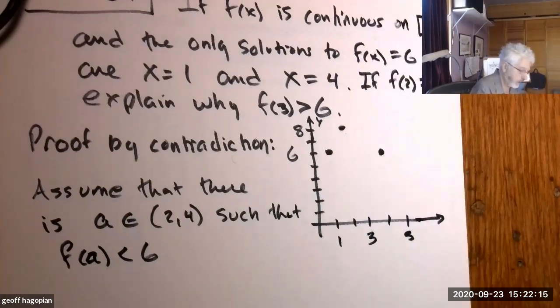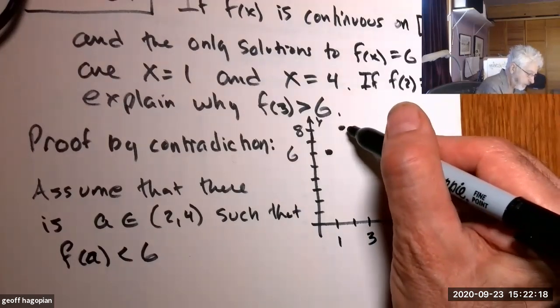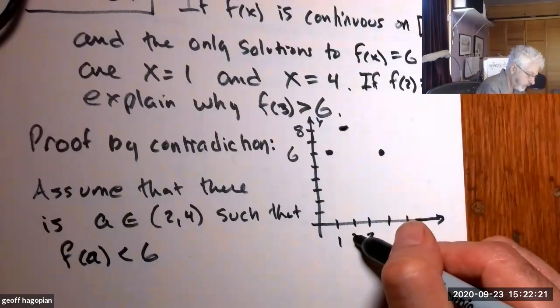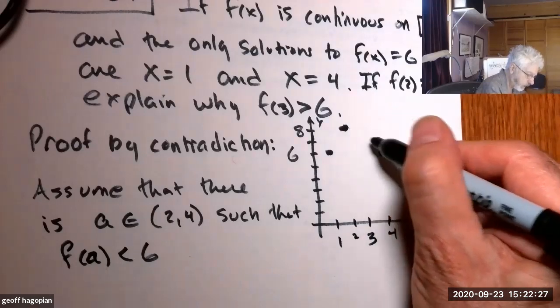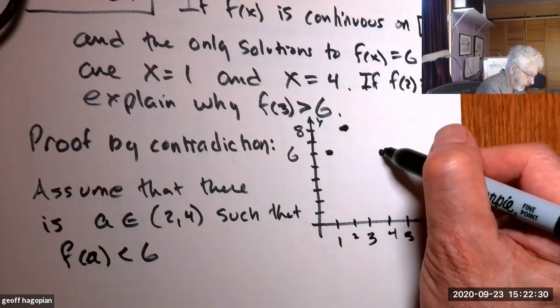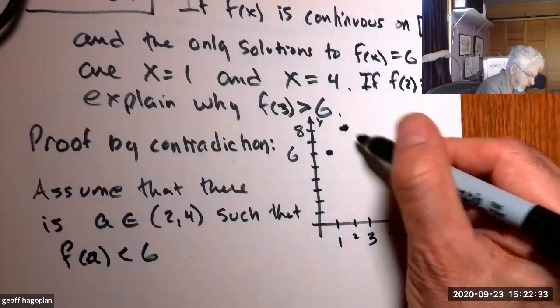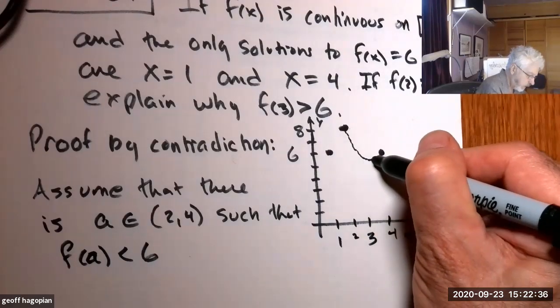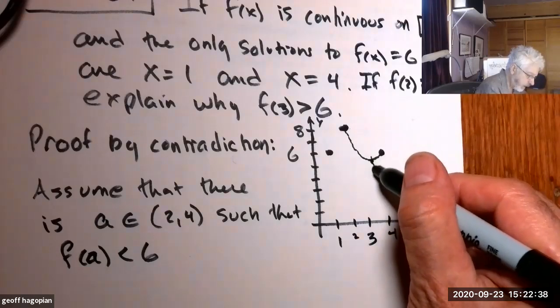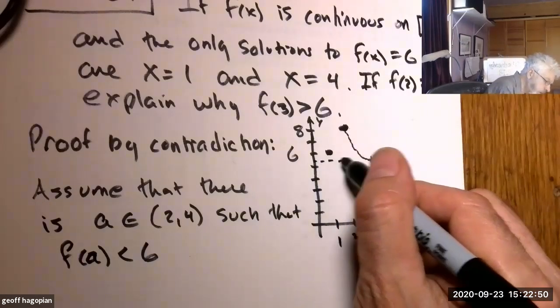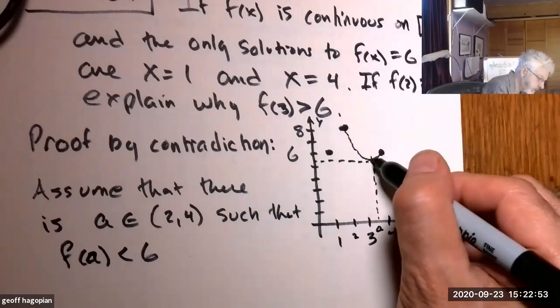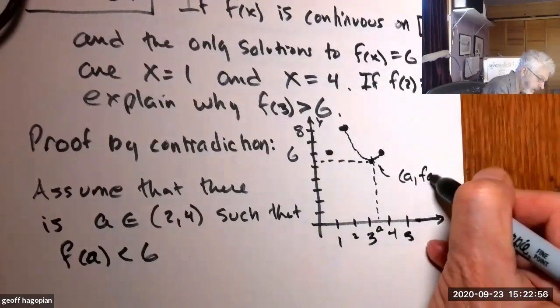And the intuitive idea here, right, is that if we're continuous and we're going from, here this is 2 and 4, right? If we're going from this point to this point on an unbroken curve, then if we were to go below, right, so that there's some value A in here such that f of A is less than 6, right? So that's f of A here, right? So f of A here is less than 6, right? So this is the point A, f of A.